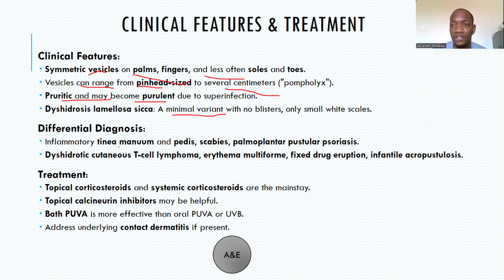So in the line of differentials, you have to think about things like tinea manuum, tinea pedis, palmoplantar pustular psoriasis, as well as other things like dyshidrotic cutaneous T-cell lymphoma. Erythema multiforme can also have a similar picture, fixed drug eruption, as well as infantile acropustulosis or acropustulosis of infancy. So all those will give you pustules, vesicles on the palms and soles. So you have to think about them every time you think about making a diagnosis of dyshidrotic eczema.